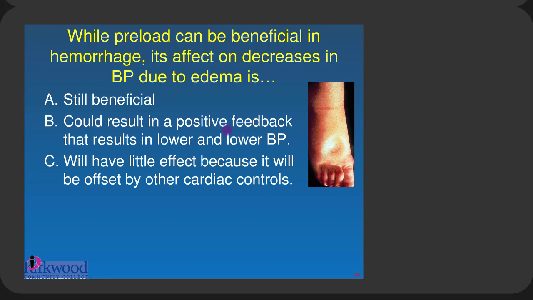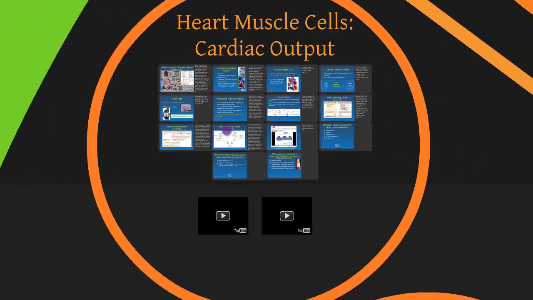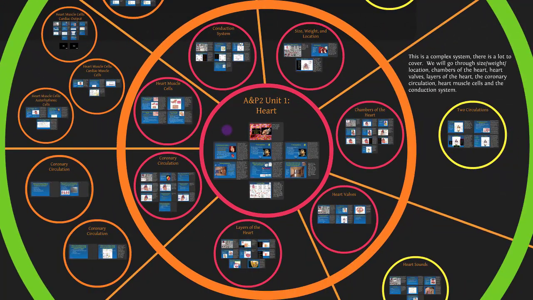But if you have a blood loss due to edema, it means you already don't have enough blood to circulate, and the heart is not going to pump as much blood. So it could result in a positive feedback cycle where there's lower and lower pressure from the heart that's causing more and more fluid to leak out of the blood vessels. So there's less blood to pump, and the heart is pumping less.